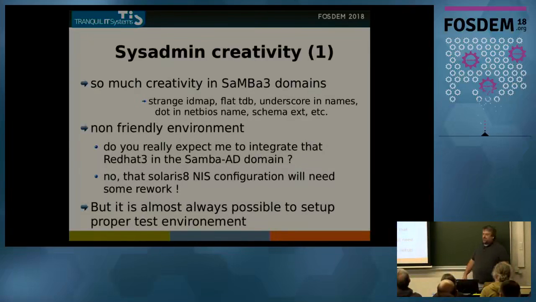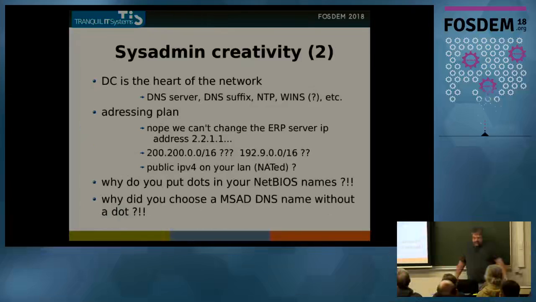But it's always possible to set up a proper test environment, so you know that everything will be fine when you do the migration. Because the DC is the heart of the network. It's DNS, NTP, and WINS. We try to kill WINS too. But in many networks, if you just stop WINS from one day to another, many things just break because DNS is not properly set up. But that's one good part of our job, to try to clean up everything when we do it.